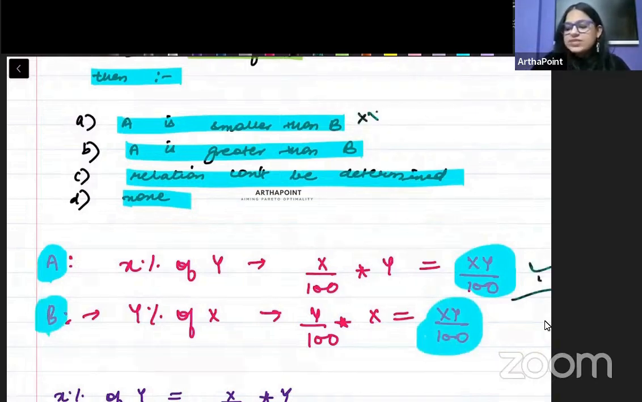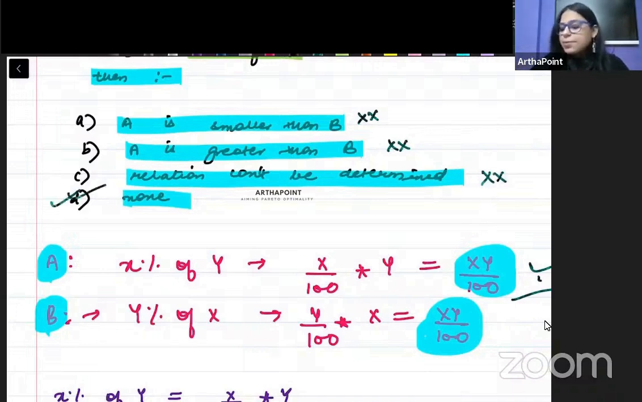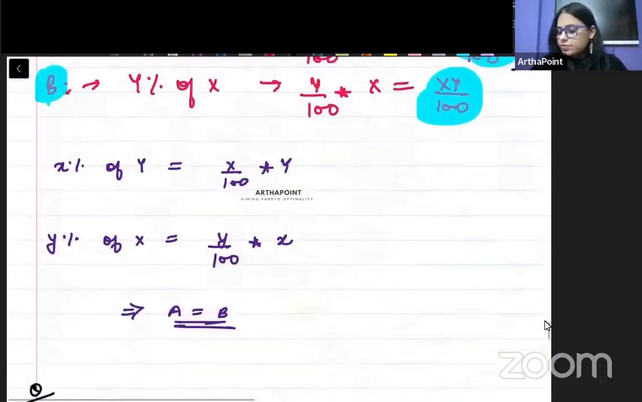So this is incorrect. A is smaller than B. This is also incorrect. A greater than B. This is also incorrect. That relationship cannot be determined. This is correct. None of the above. Because we know that A and B are equal to each other.